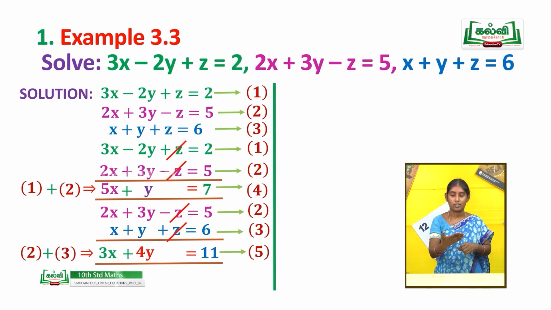So now we are having two new equations in two variables x and y, the fourth equation and fifth equation. You see the fourth equation is 5x plus y equal to 7. Just look at the fourth equation: 5x plus y equal to 7. Fifth equation, 3x plus 4y equal to 11. Here we have to cancel one more variable, either x or y. It is up to you.